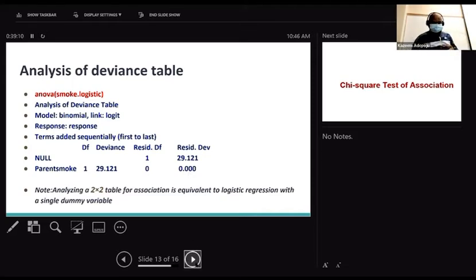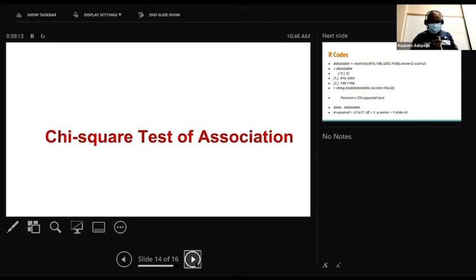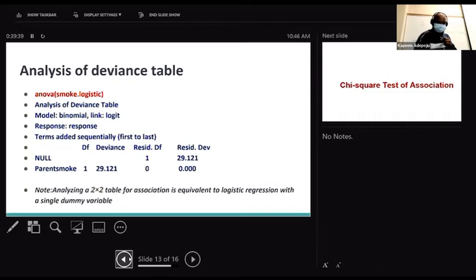Now, the next thing I want to talk about today, using the same data, is chi-square. We just finished using logistic regression, right? And the advantage of logistic regression is that it can tell us how significant a categorical predictor is. And not only that, logistic regression can also answer a question of association.